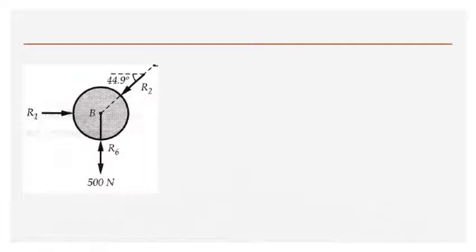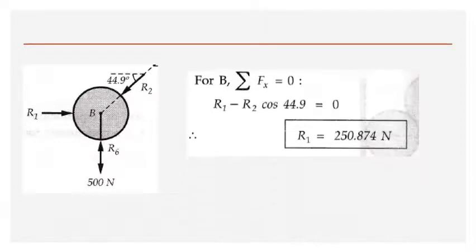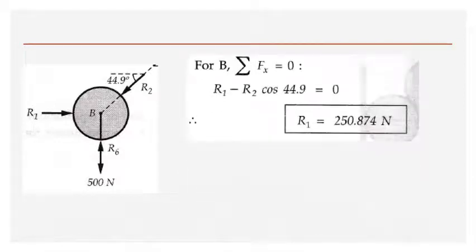Next, consider the free body diagram of the sphere B. Four forces are acting: R1, R2, which we have just found, R6, and the 500 Newton force. So we have to apply the conditions of equilibrium itself. We cannot apply Lami's theorem. Apply sigma Fx is equal to 0. What are the horizontal forces? Two horizontal forces. One is R1, which is acting directly horizontally towards the right, so plus R1.